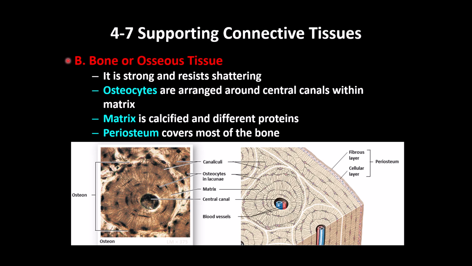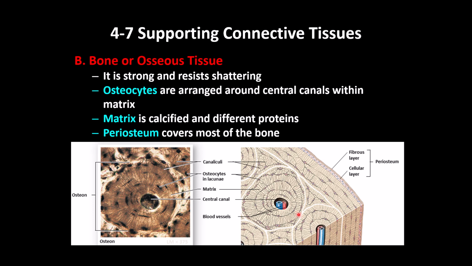Okay, the second type of supporting connective tissue is called osseous tissue, or bones. They are very strong. This is the strongest type of tissue in the body. The cells are called osteocytes. These dark cells that you see are all osteocytes. This is the diagram of the osteocytes. You can see all of these are osteocytes, and they are arranged around the central canal. This is the central canal, which contains blood vessels.